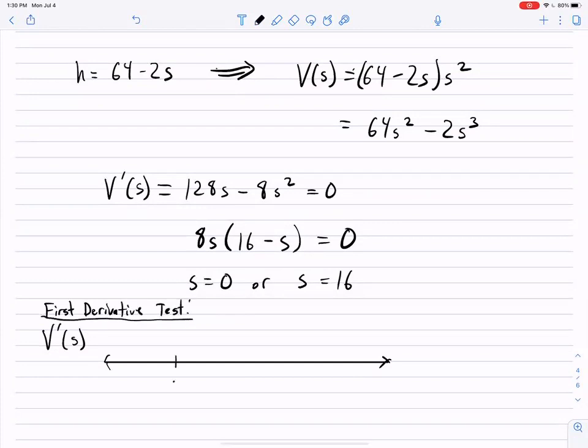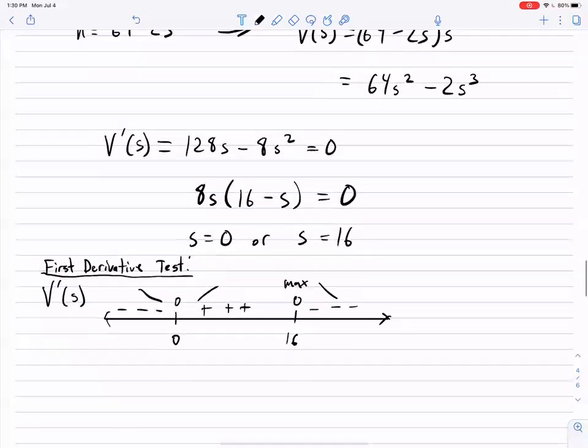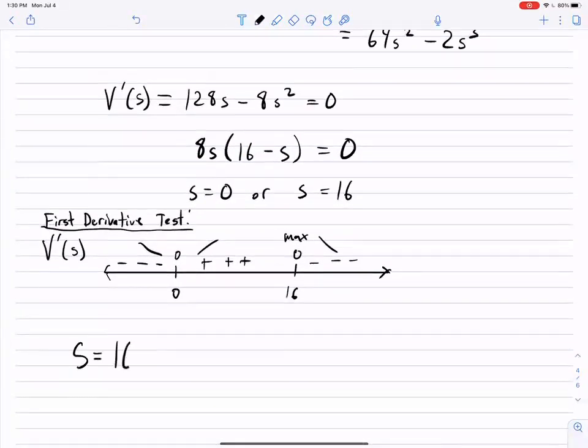So we plug in our critical points 0 and 16. If you plug in a number less than 0 into this, that will be negative, and then that will be positive, and so it's going to be negative. If you plug in a number between 0 and 16, for instance 1, that's positive, so it's going to be positive. So negative, positive. And if you plug in a number bigger than 16, that's positive, that will be negative, and so it'll be negative. And so it is actually going to be a max. So this is a max, which is good. It's what we wanted. So S equals 16.